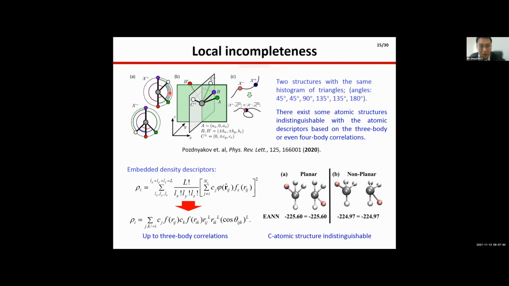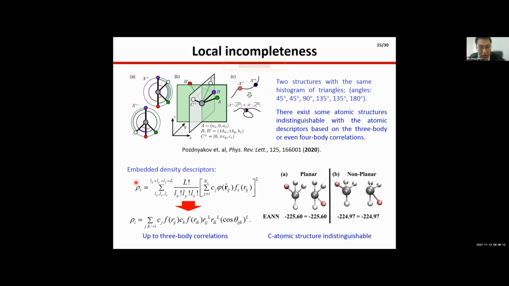atomic structures. For example, in this diagram, we have a methane molecule with a carbon center, and we can immediately know these 2 atomic structures are different. But if you use only 3-body descriptors, you cannot distinguish them. That will introduce a distortion when you train your force, and that will increase your fitting error quite a lot.